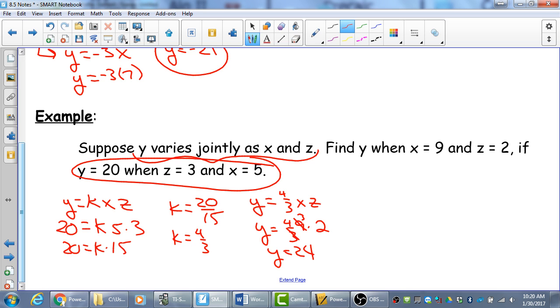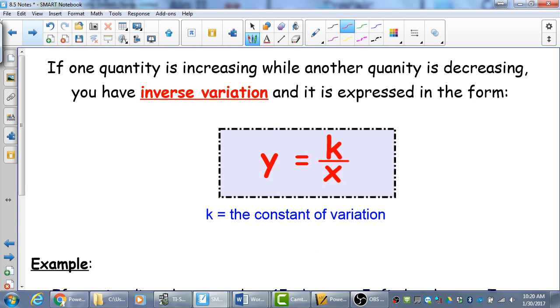Find the k, use the k. Sometimes they give you the information a little out of order. If one quantity is increasing while another quantity is decreasing, in other words, the number of miles in your car is going up and the amount of gas in your tank is going down, that's an inverse relationship. That's a real simple example of what inverse could be.